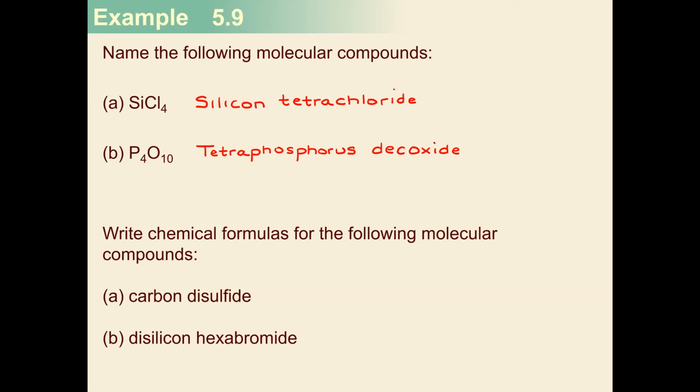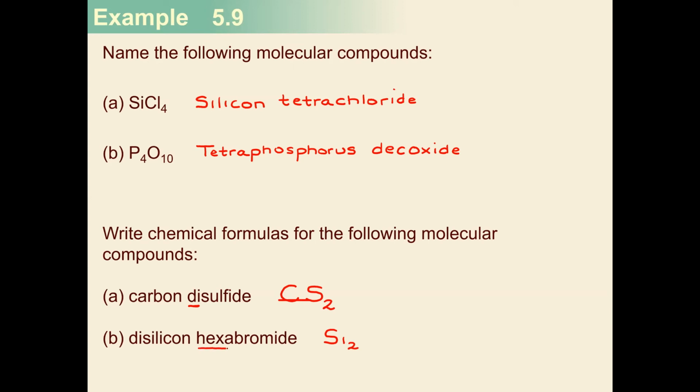For our second set of examples, write the chemical formula for the following molecular compounds. I have carbon disulfide. So carbon is going to be C, and di, meaning 2, means that I need to have 2 sulfurs. So this is going to be S2. For B, we have disilicon, so that means that I must have Si, and we have a 2, and then we get to hexabromide.